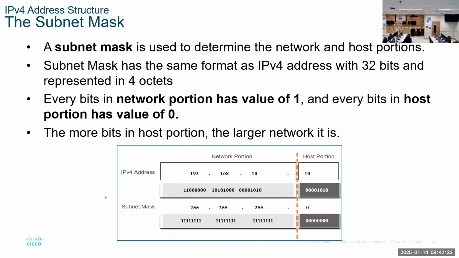Let me give you the example here. If I have a network with the subnet mask of 255.255.192.0, now tell me, what do you think? How many bits in the network portion? And how many bits in the host portion for this one?